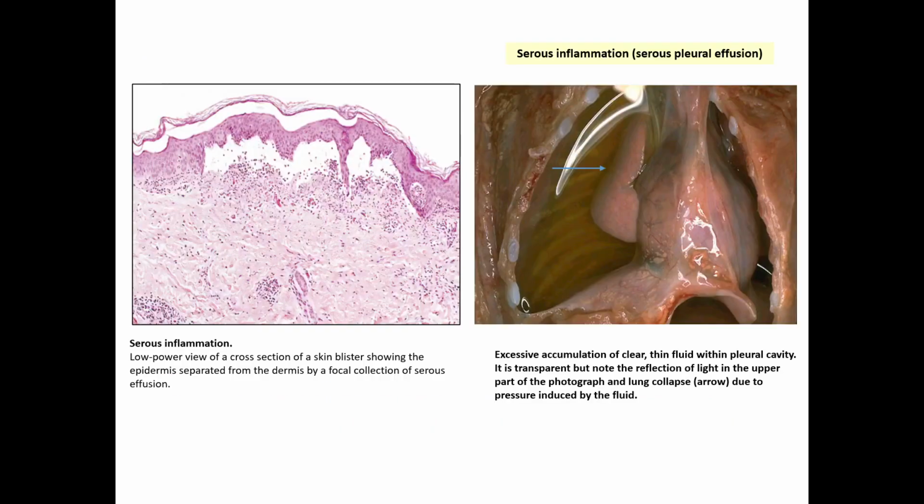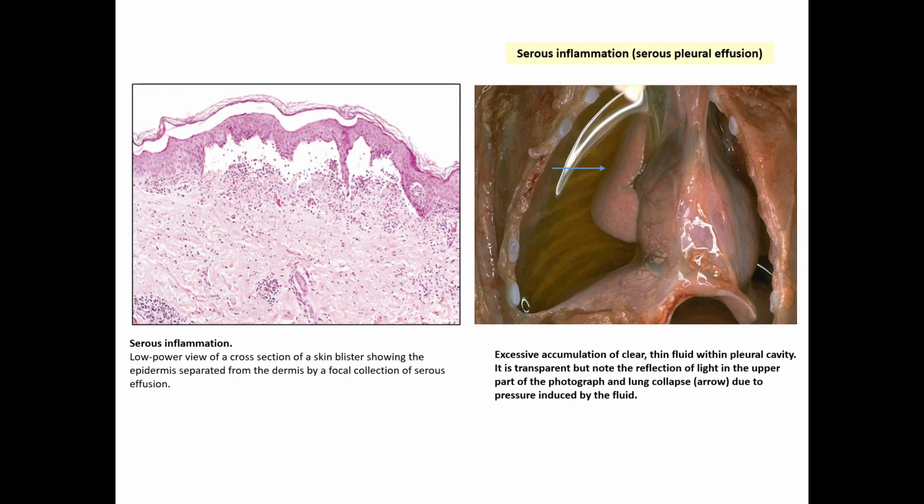Here we have two examples. On the left side is the serous inflammation. This is a low power view of a cross section in a skin blister. It shows the epidermis separated from the dermis by a focal collection of serous fluid. This fluid is transparent, between the epidermis above and the dermis below. You see a white space containing the transudate that forms the blister. So this is an example of serous inflammation.